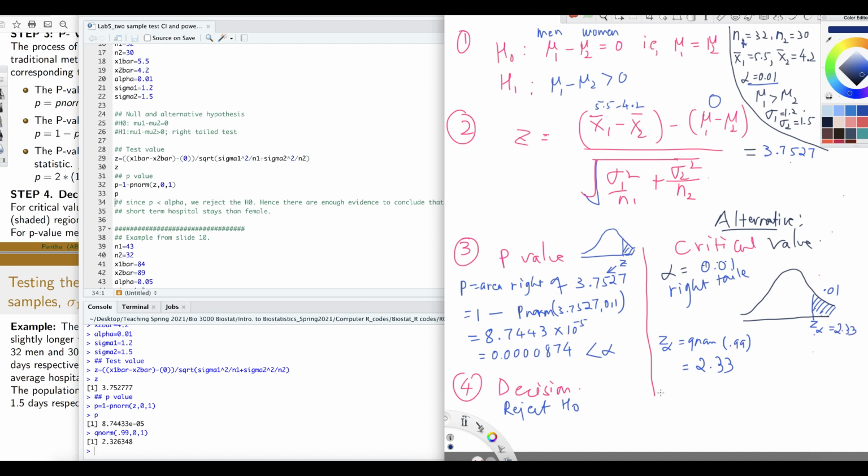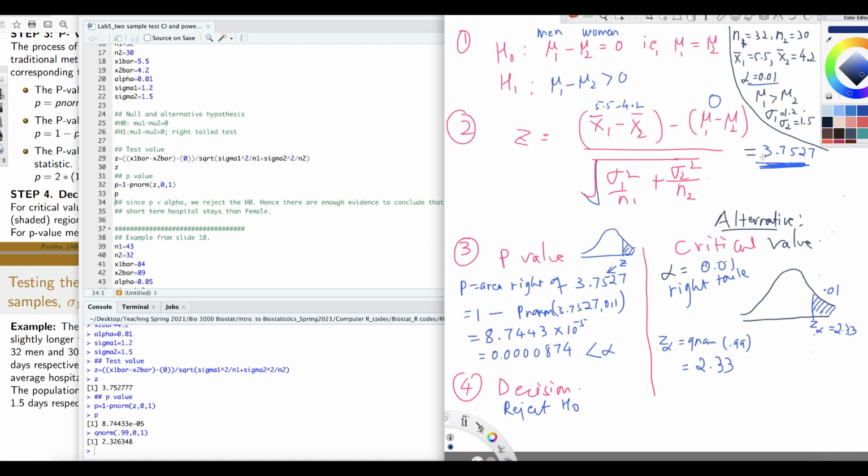Now, how do I make the decision? Is that value from step 2 falling in the shaded region or the non-shaded region? If it falls in the shaded region, then we reject the null hypothesis. If it does not fall in the shaded region, then we do not reject the null hypothesis.